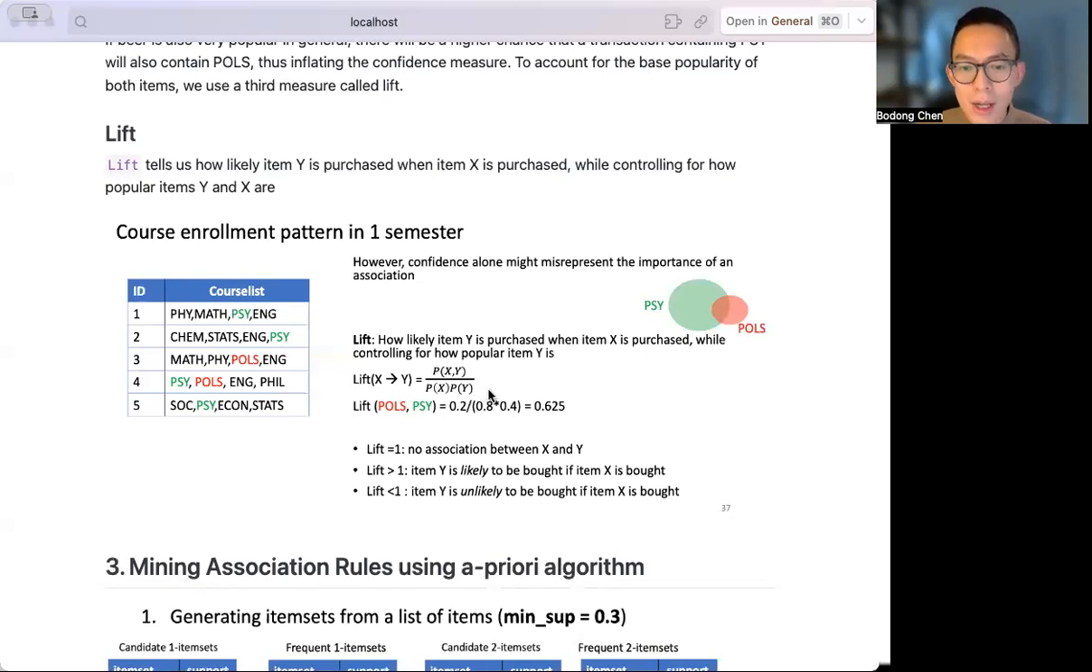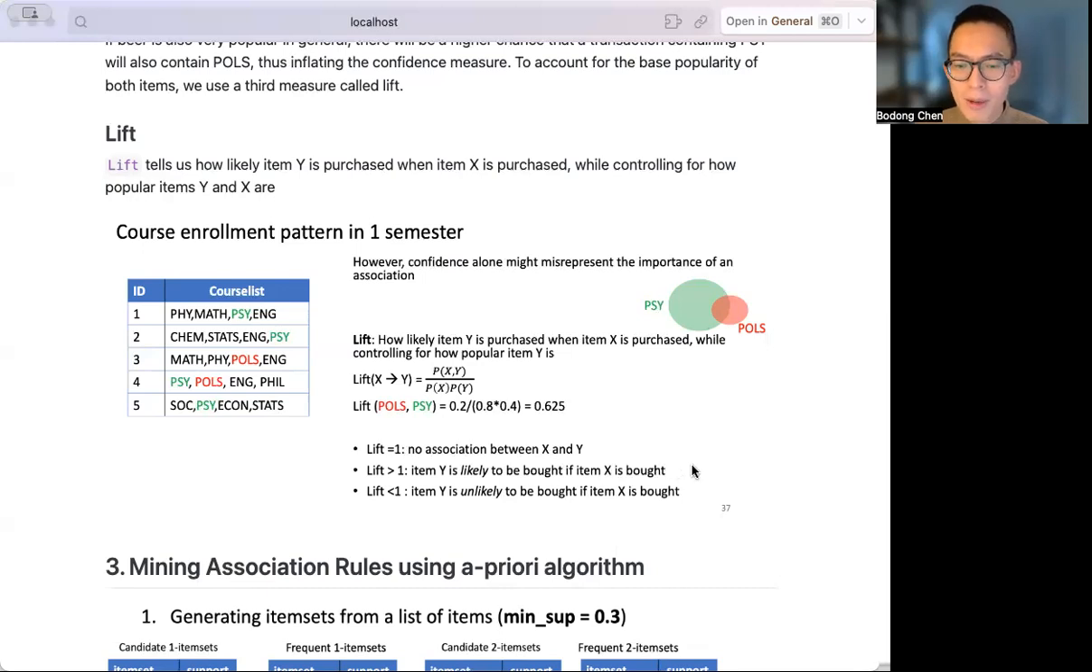Here we see the value is 0.6, and the basic rule is that if you see a value of 1, that means no association between X and Y. It's basically coincidence. If you see a value smaller than 1, that means it's unlikely for those two to appear together. And if you see a value above 1, that means it's positive, in that they are likely to be brought together. So this is different from confidence.